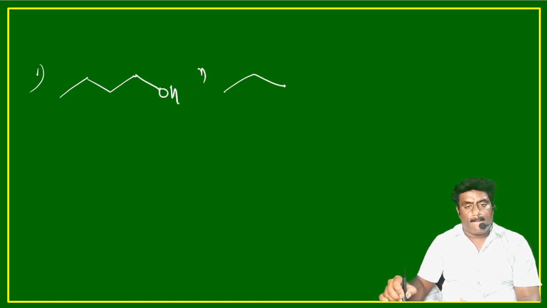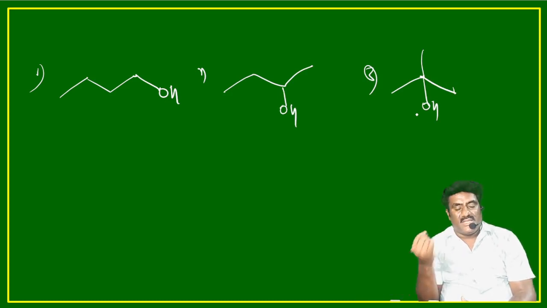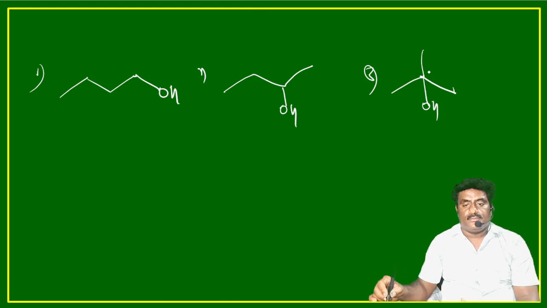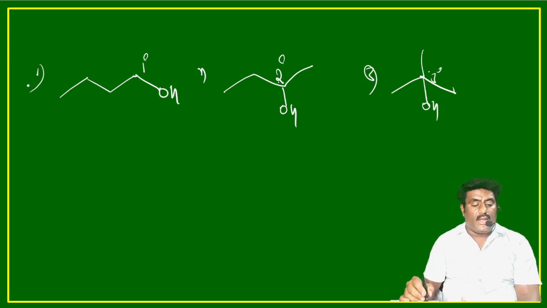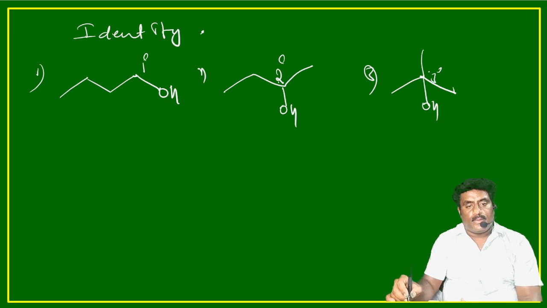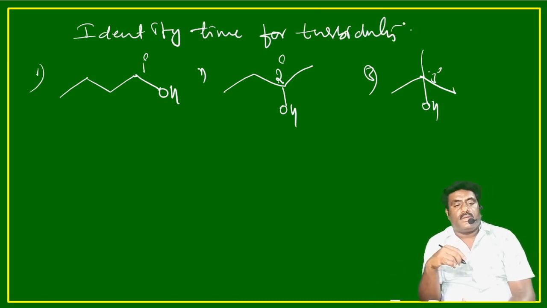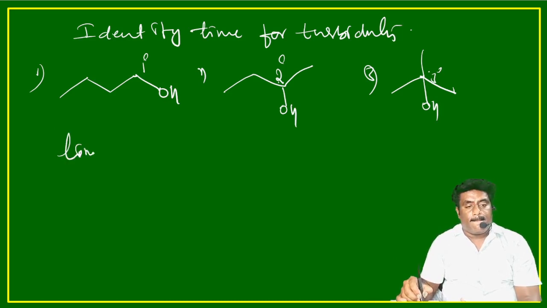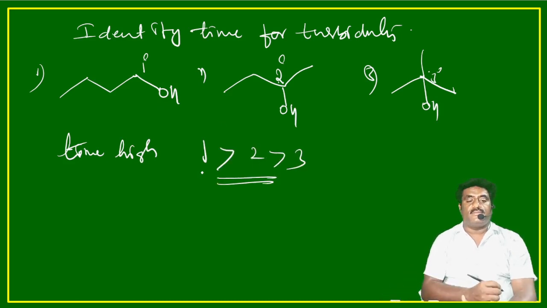See, have a look at this question. Which gives turbidity more readily? Tertiary, secondary, primary. It is a primary alcohol, a secondary alcohol, a tertiary alcohol. So identify the time for turbidity. Which takes the highest time? The time is highest for the first one, greater than the second one and third one.